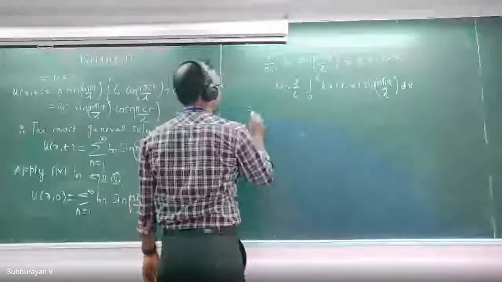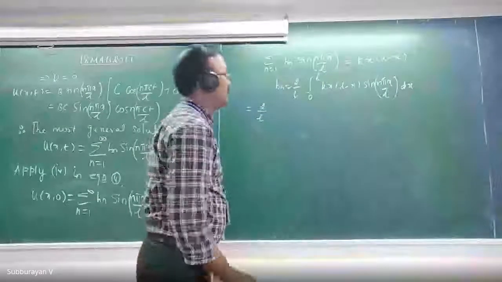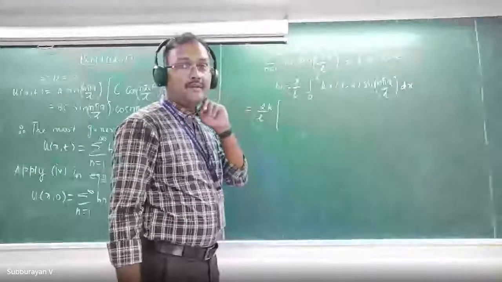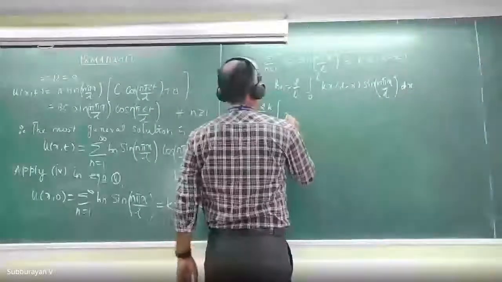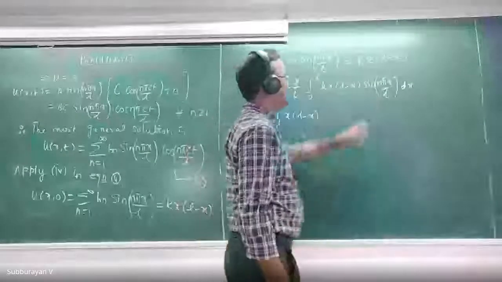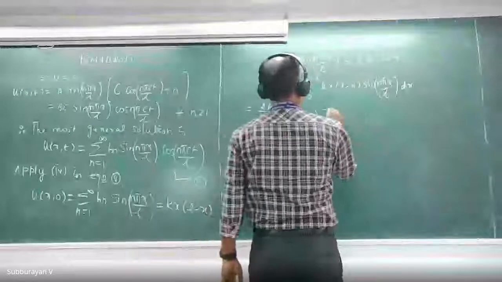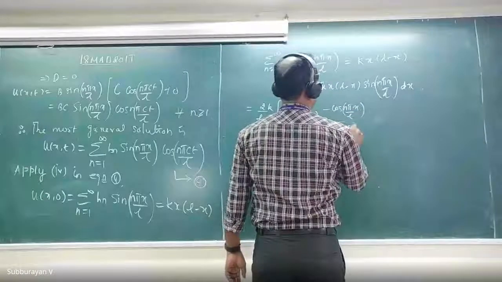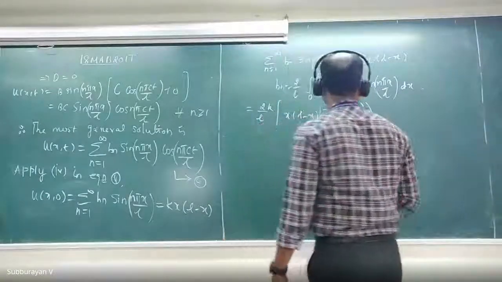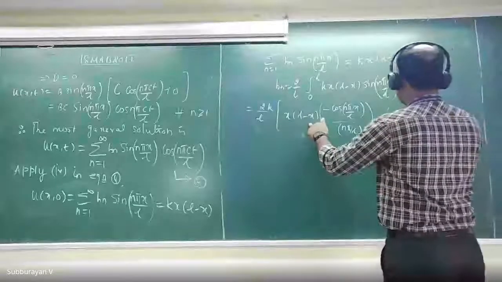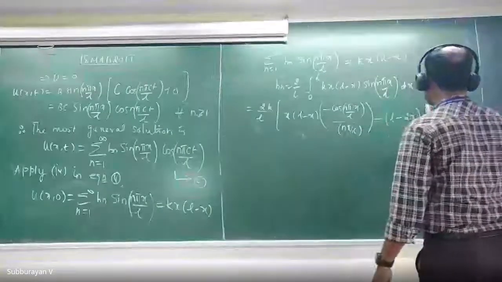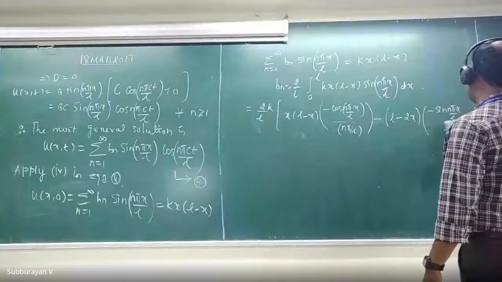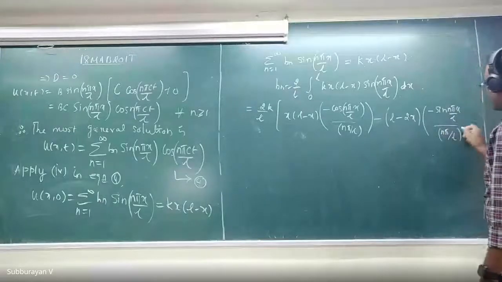So hence it is going to be 2 divided by L, and of course k is a constant. Then by using Bernoulli's formula, again x into L minus x, and integration of sin(nπx/L) is minus cos(nπx/L) divided by nπ/L, minus differentiation of this function, which is L minus 2x, and integration of this function is minus sin(nπx/L) divided by (nπ/L) the whole square.